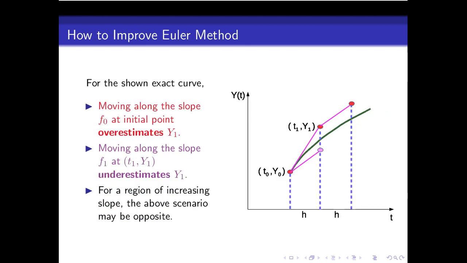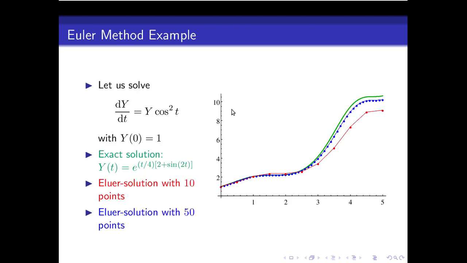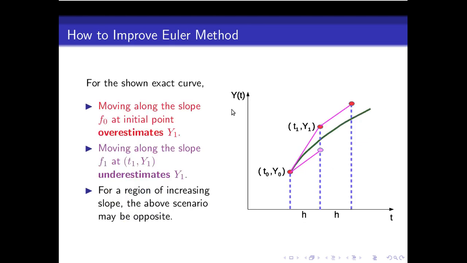So how to improve this Euler method? We will first informally discuss the improvement. Look, here at the beginning we are at t0, y0, and what we do is move along the straight line which is the tangent, and that tangent is given by the differential equation itself, and reach t1, y1.